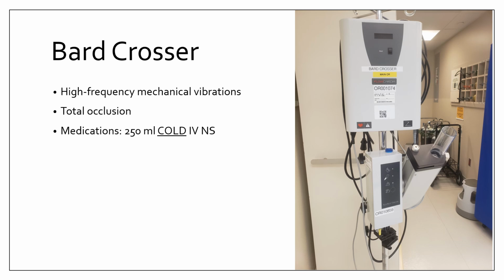This machine is called a crosser. It utilizes high-frequency mechanical vibrations to break up clots. It is used when a patient has a total occlusion, so when their artery or vessel is blocked off completely. It utilizes cold normal saline and just sends these mechanical vibrations and breaks up the clots.